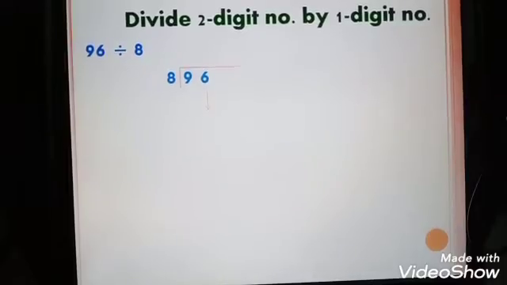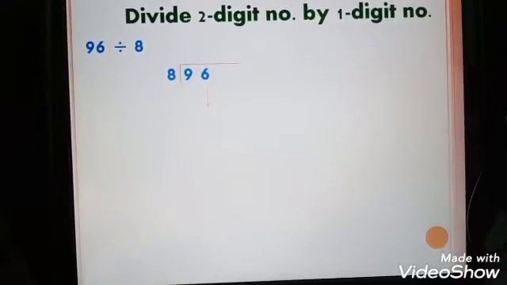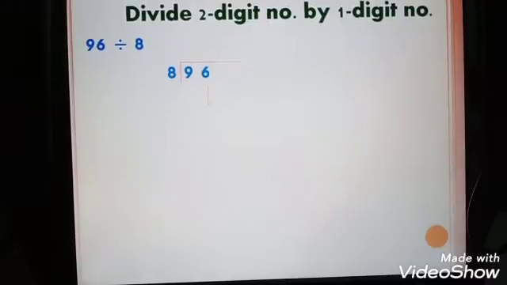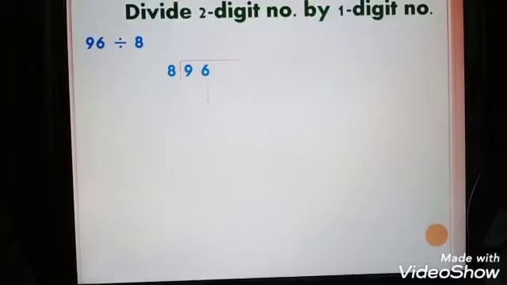Good morning, students. Today we are learning division of a two-digit number by a one-digit number. Already we have learned, but in this some special thing is there. Just see and pay attention. 96 divided by 8. So 96 is the dividend, which is written inside, and 8 is the divisor, which is written outside.